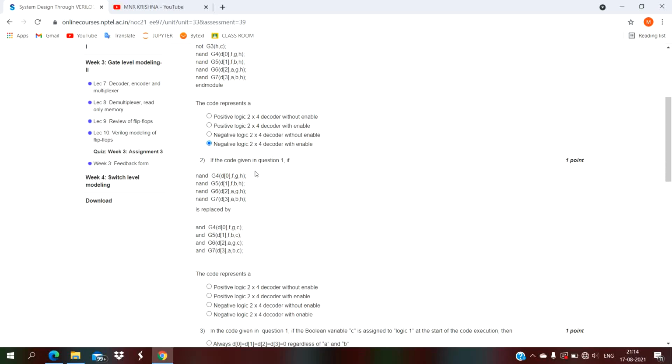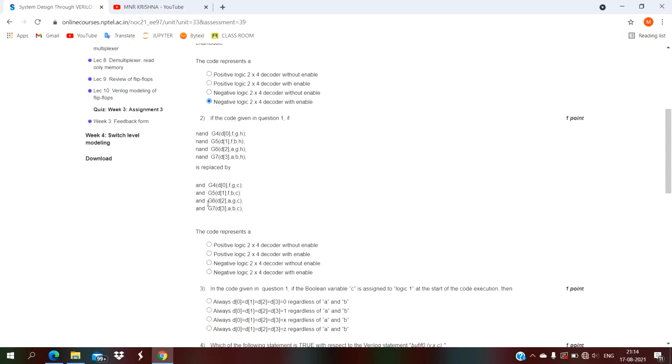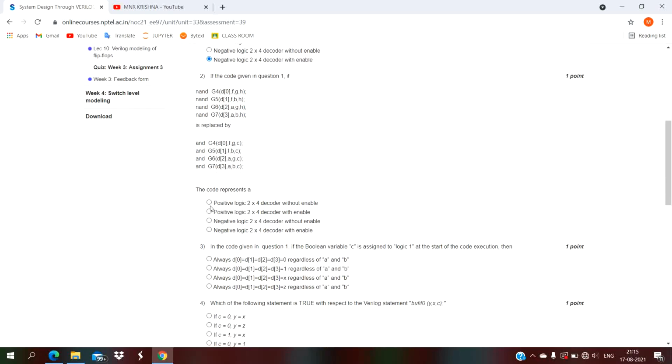Next question: the same code given in question 1 is to be taken. If the 4 NAND lines, G4 and the others, are replaced with AND, we just discussed that the code then represents a positive logic decoder with enable, so option B is correct.